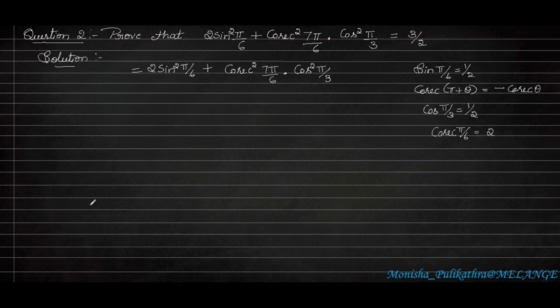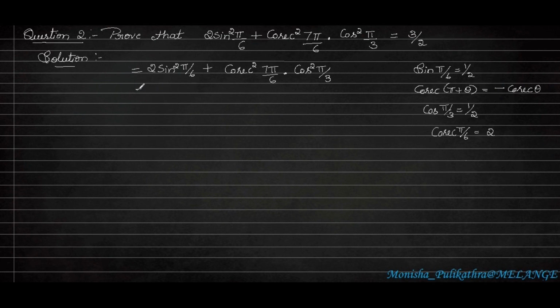The second question is: prove that 2 sin square pi by 6 plus cosecant square 7 pi by 6 into cos square pi by 3 is equal to 3 by 2. So we need to prove it as 3 by 2. Here we know that sin pi by 6 is equal to half and cos pi by 3 is also equal to half. Here we will do some changes. After that we need to know one formula: cosecant of pi plus theta. Pi means 180. So cosecant of 180 plus theta is equal to minus cosecant theta. So if pi plus theta comes, then it will be minus cosecant theta. In the same way we have to do the problem.